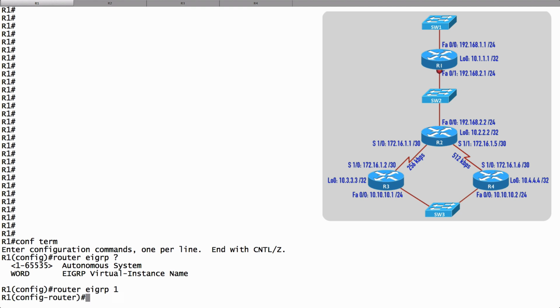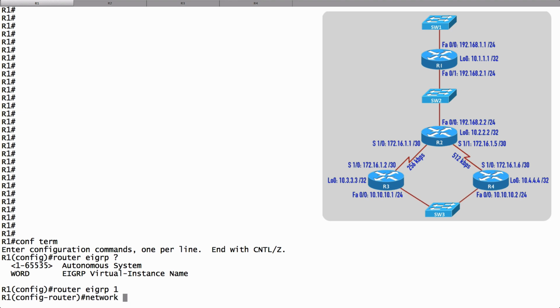And now we start telling this EIGRP routing process which interfaces need to participate in EIGRP. A way we can do that is by using the network command here in router configuration mode. We can say network, and we can specify the subnet to which an interface belongs, along with a wildcard mask, and that's going to make that interface participate in this EIGRP routing process.